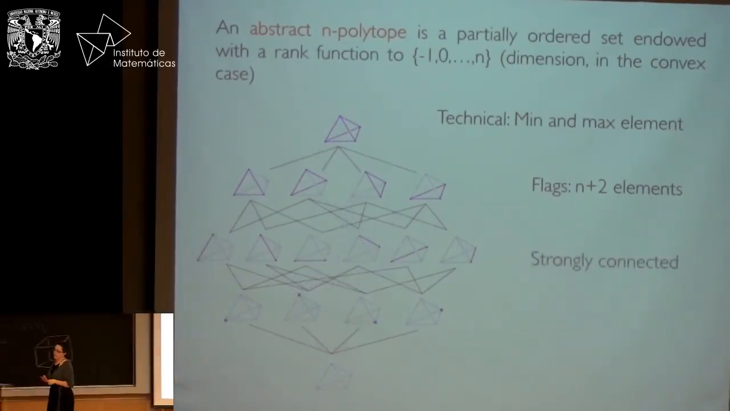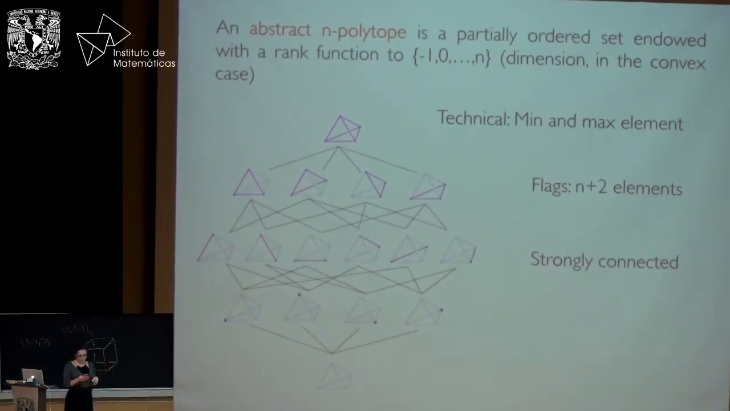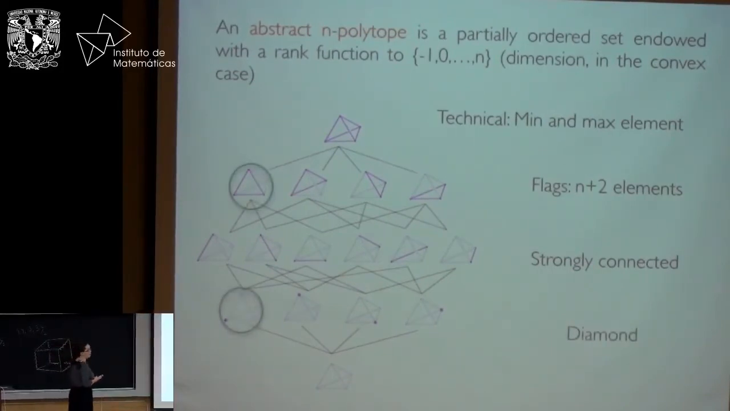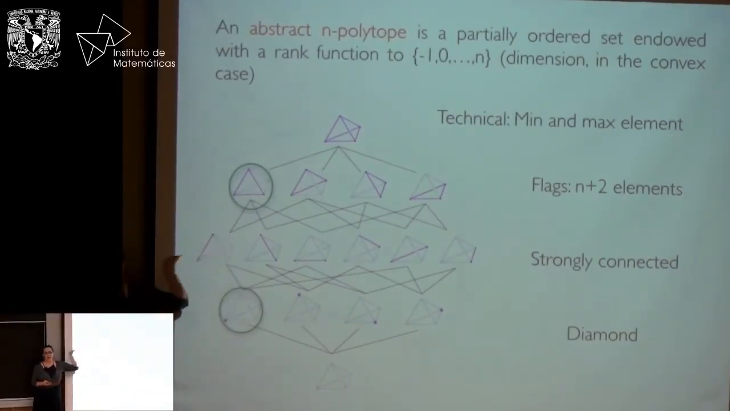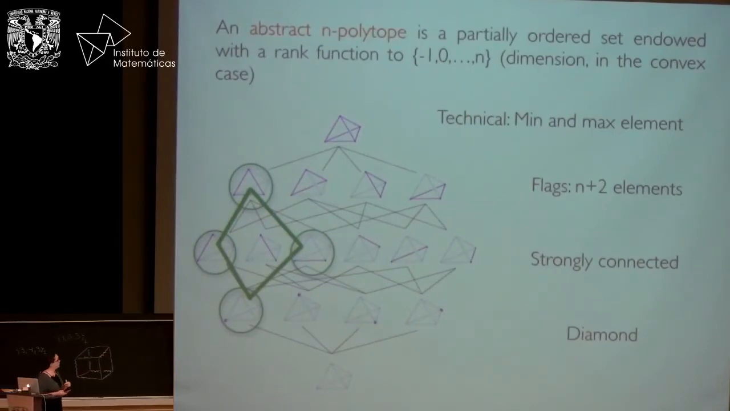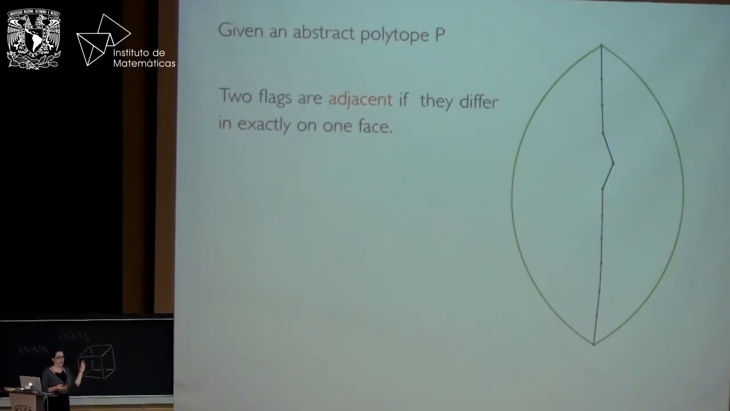Then I'm going to ask for this ordered set to be strongly connected. And what that means is that all the open intervals of this partially ordered set are connected. And then the last one is a diamond condition that says that whenever I have two elements whose ranks differ by two, so I have one layer in between, I have exactly two elements in between. So this is my definition, and this is the way I can generalize things nicely. And again here, I don't have a symmetry structure behind. I just have the combinatorial definition without symmetry.